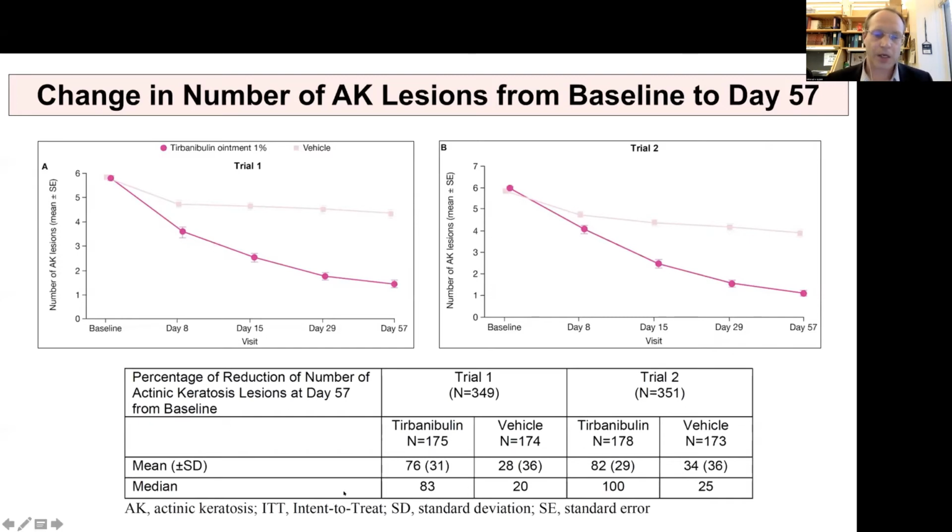And if we look at the hard data on the bottom, if we look just at the mean percentage reduction of number of AKs from baseline to day 57, in the Tirbanibulin groups, it's somewhere around 78 to 80% mean reduction.